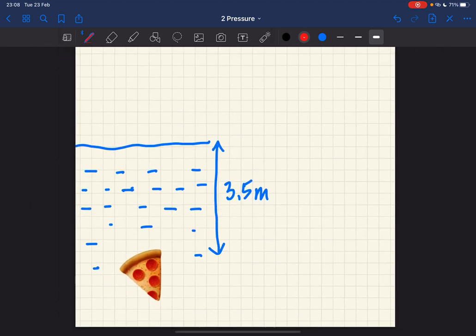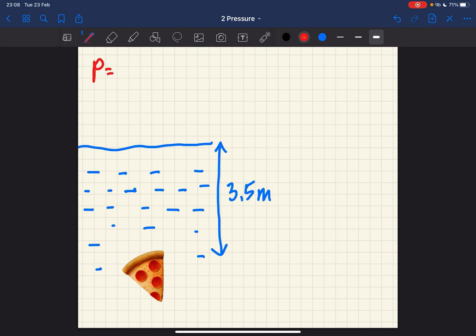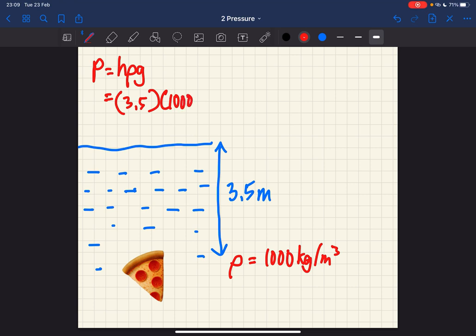So, back to the formula, P equals h rho g for the pressure in the liquid. The height is 3.5, and since this is a lake, the density is 1,000 kilogram per meter cube. We substitute the value and multiply by the gravitational acceleration, say 9.81, and plus here the pressure of the atmosphere, that is 100 kilopascal.